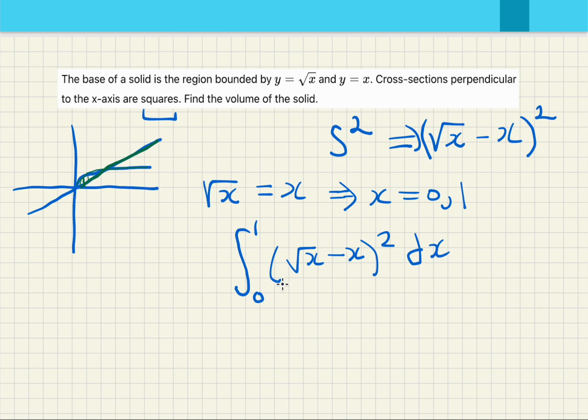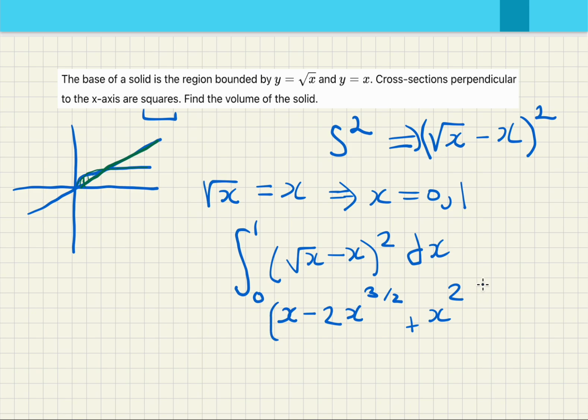Now, all we need to do is simply evaluate this integral, and we can do that by expanding this. So expanding this, we get a squared minus 2ab plus b squared, which is x minus 2x to the power of 3 over 2 plus x squared.